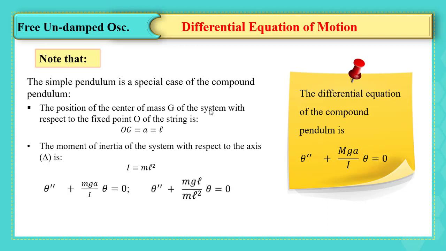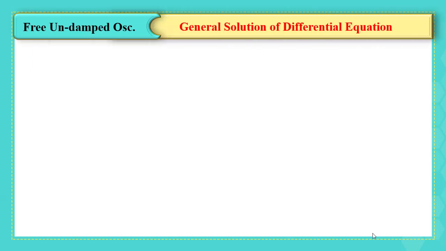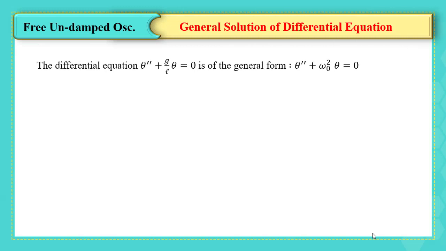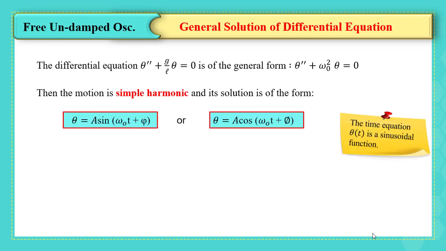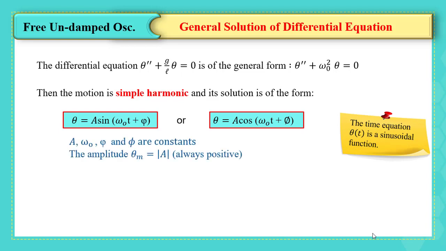Replacing both in the expression of the differential equation, we can find finally that theta double prime plus g over L theta equals 0. Now this differential equation is of the form theta double prime plus omega 0 squared theta equals 0. Then the motion is simple harmonic and its solution is of the form theta equals a sine(omega 0 t plus phi) or a cosine(omega 0 t plus phi), where a, omega 0 and phi are constants, where theta maximum is always positive.